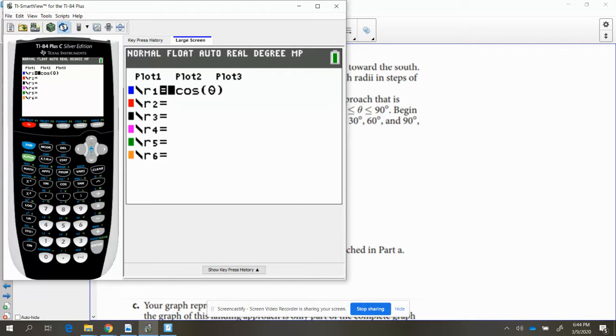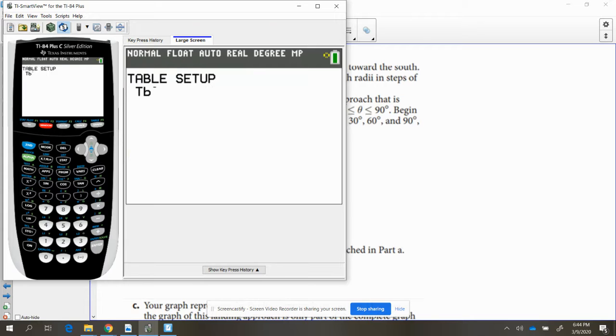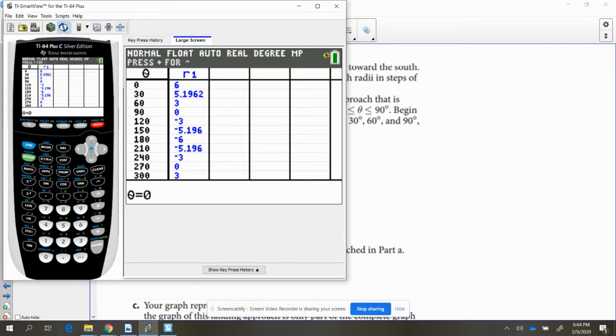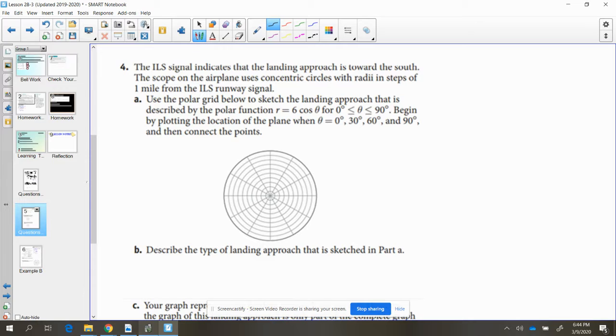Now, if we want to look at a table of values, notice they want us to do 0, 30, 60, 90. If you hit second window, it pulls up your table setup menu. We're going to start our table at 0 and go up by 30s. Those first points are 6, 5.2, 3, and 0. If we start plotting those, 1, 2, 3, 4, 5, 6, 5, 3, and 0, I have a semi-circular approach to this picture.